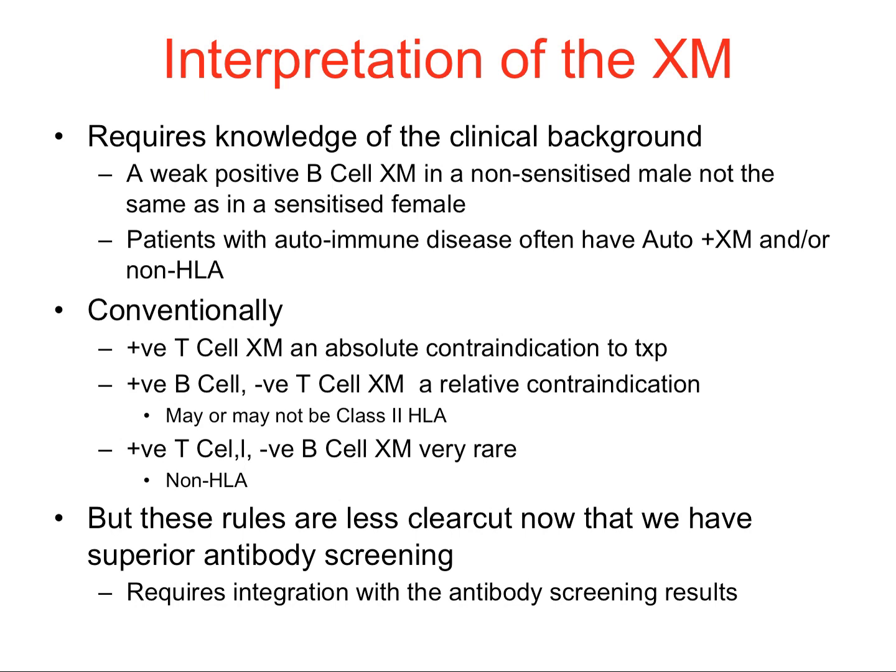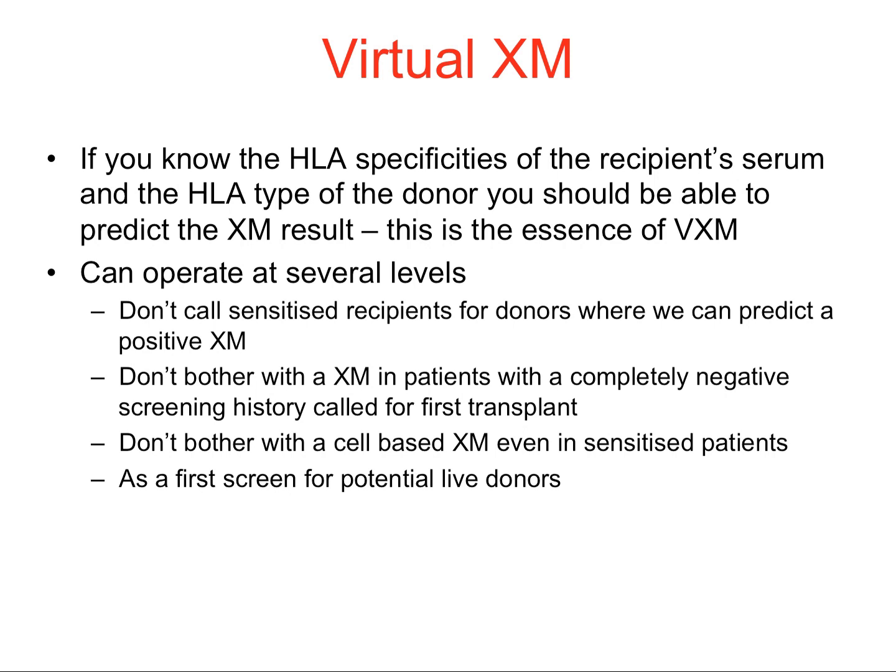These rules are all becoming more blurred as we have superior antibody screening, and we need to integrate the crossmatch result with the clinical history and the antibody screening results. So I've mentioned virtual crossmatch. I'll just recap here. If you know the HLA specificities of the recipient serum and the HLA type of the donor, then you can predict the crossmatch result. And clearly there are computer algorithms for doing this. And you can use virtual cross-matching at several levels. So in the UK now, we've not been calling sensitized recipients for donors where we can predict a positive cross-match for many years. It's been part of our standard practice.